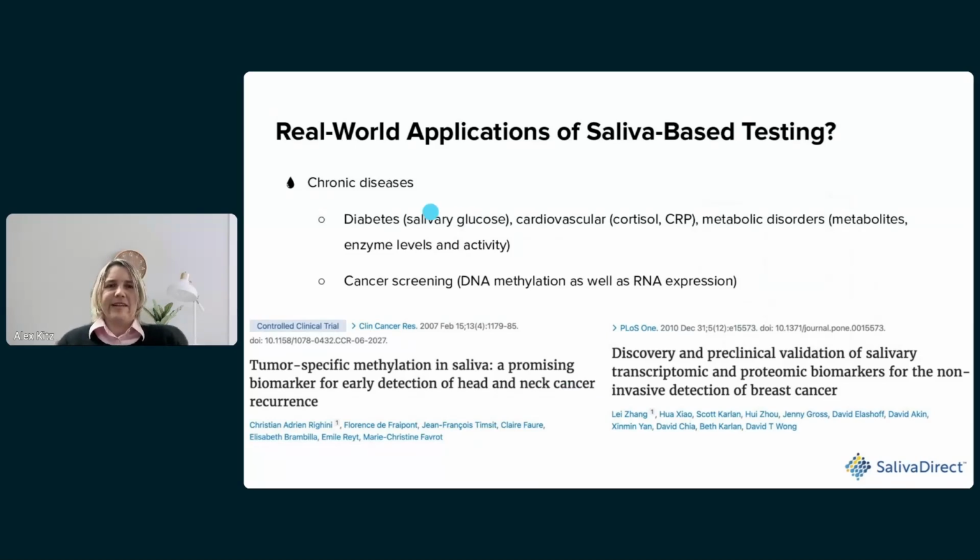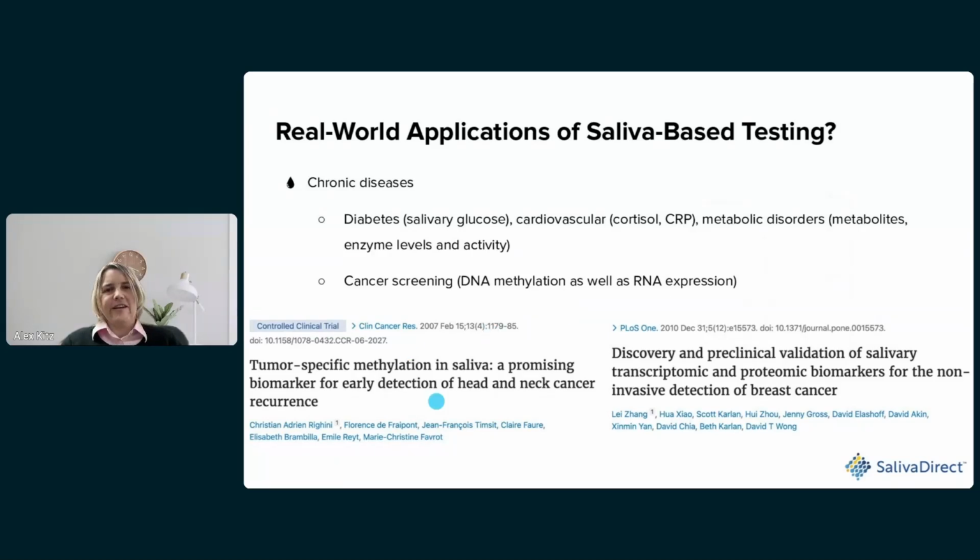One example being that salivary glucose levels can be used to monitor diabetes. Cortisol and CRP can be used to monitor cardiovascular diseases, metabolites, enzyme levels, and their activity for metabolic disorders, and so on. And for cancer screening, both using DNA methylation as well as RNA expression levels, people have shown that you can detect non-oral and oral cancer.